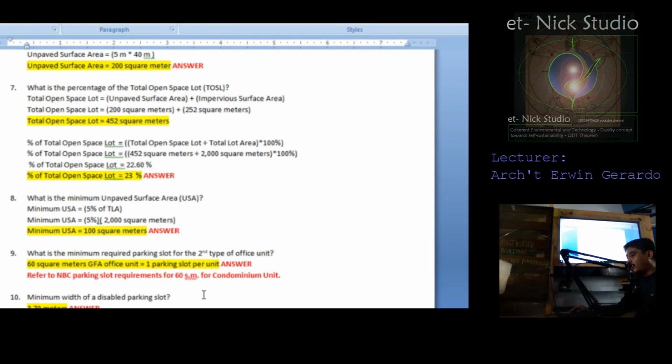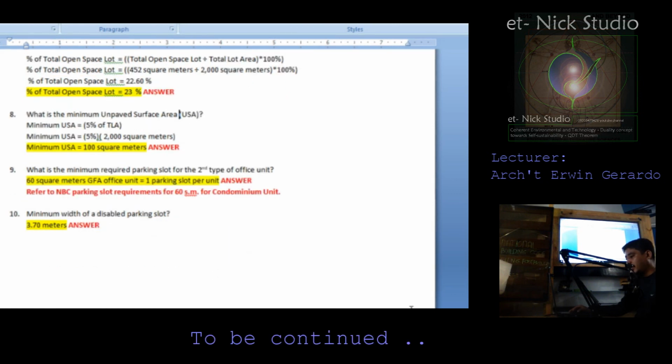Now, what is the minimum width of a disabled parking slot? So of course, it is already indicated in the National Building Code that the minimum width is actually 3.70 meters. So this ends the report.